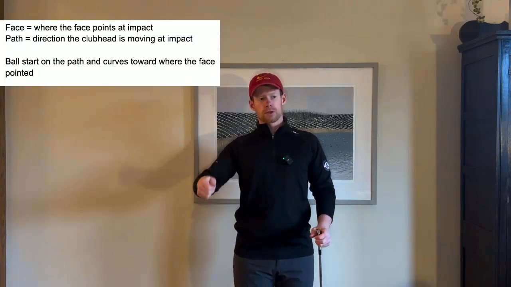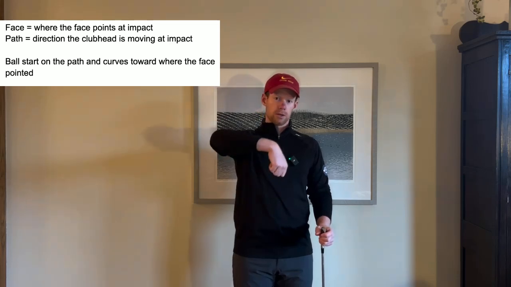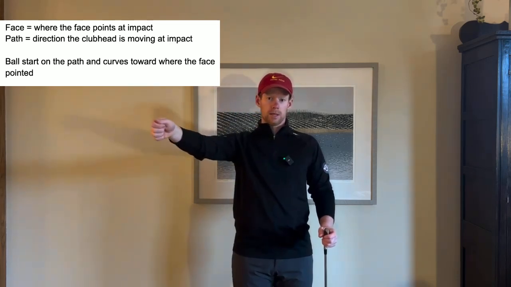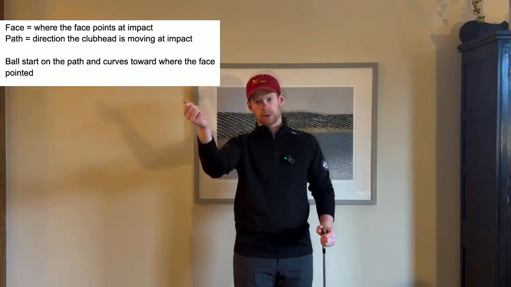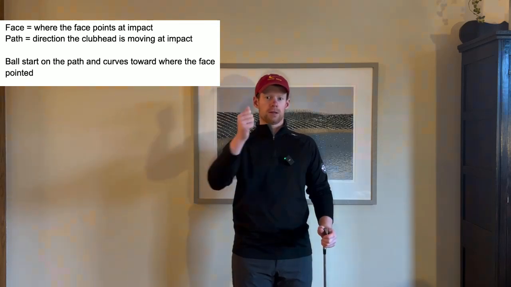So basically, the ball curves because the face and the path of the club at impact are going different directions. You can think of it like ping pong. If I was going to hit a slice, so a ball that cuts to the right, I'm going to have my path go to the left and the face will point to the right. So the ball goes to the face, starts on the path.